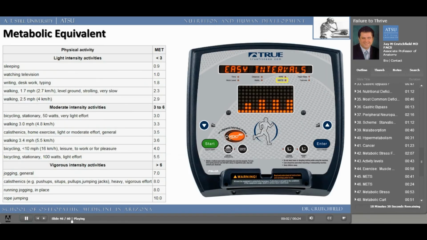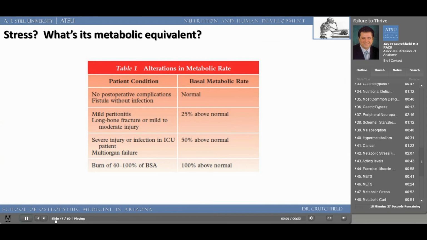Let's take a look at some other metabolic equivalents. Note that sleeping is 0.9. Watching television is 1.0, meaning that you're not really burning any calories. Writing, typing at a desk, 1.8. Walking up to 3 miles an hour is about 3.3. And of course, jumping rope is 10.0, 10 METs an hour. That's pretty significant. So how does all of this equate to our patient who's sick and lying in bed?